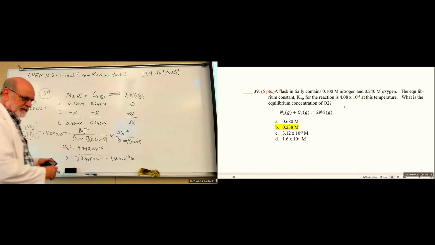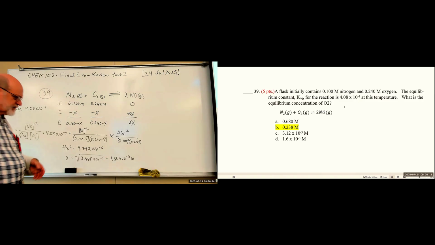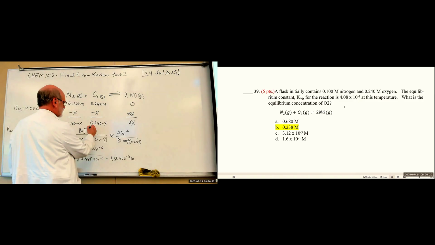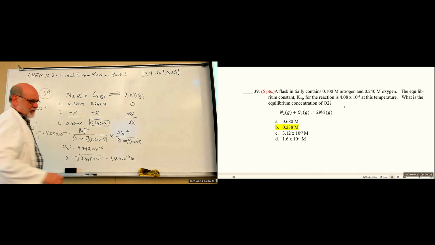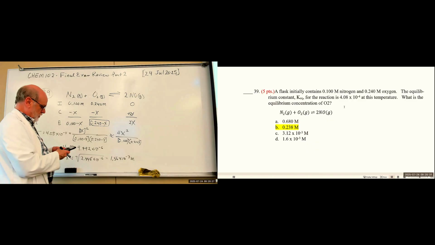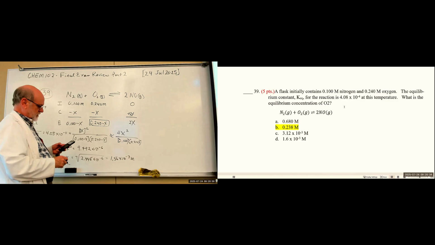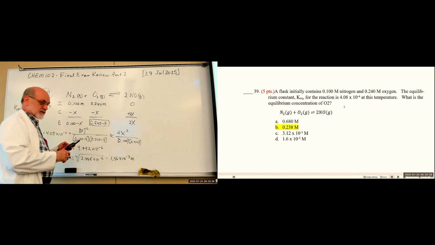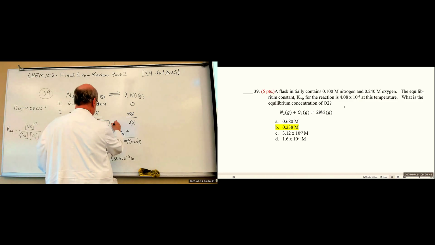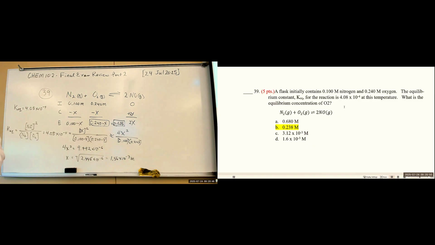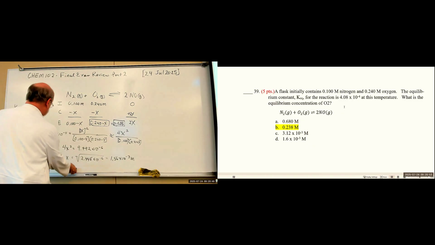Oh, I'm not finished, right? I'm not finished yet. This is x. 0.24 minus x. So 0.24 minus that value, well, it's about 0.24, 0.238. So this is equal to 0.238. There you go. You have to finish the problem.